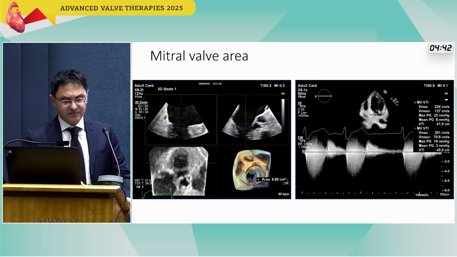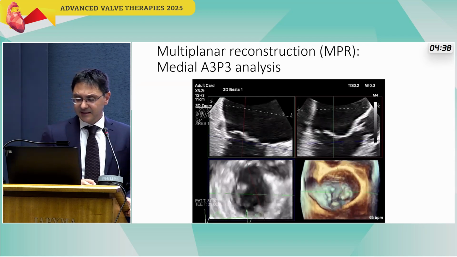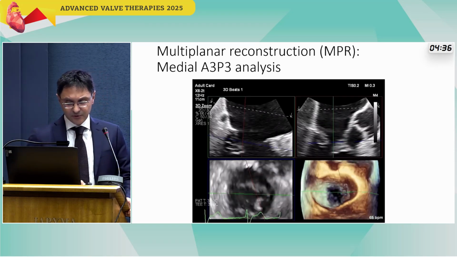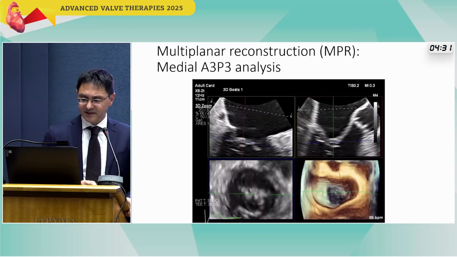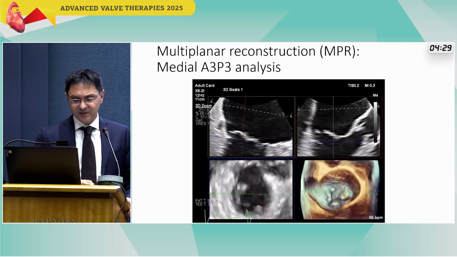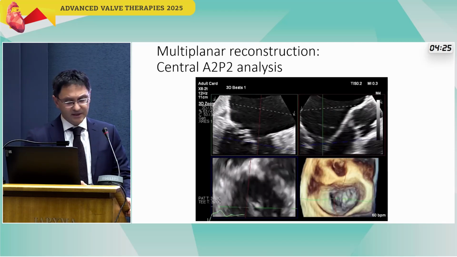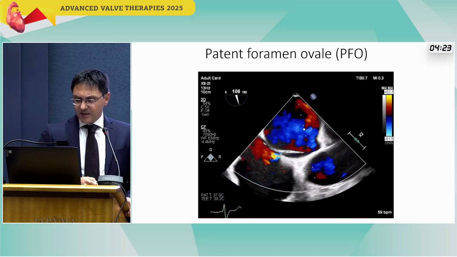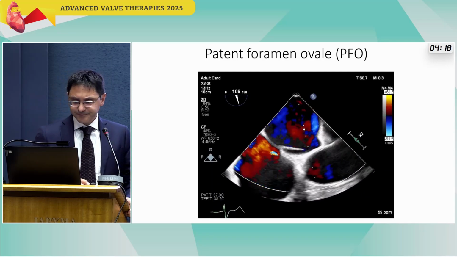We have a big mitral valve area of 6.8 square centimeters. And as we often use, and it's really helpful, the MPR analysis here in the medial A3, P3, and the central A2, P2. Additionally, the patient had a PFO.